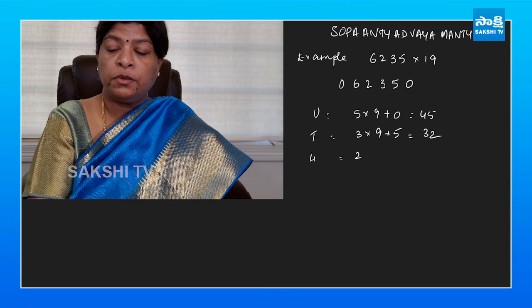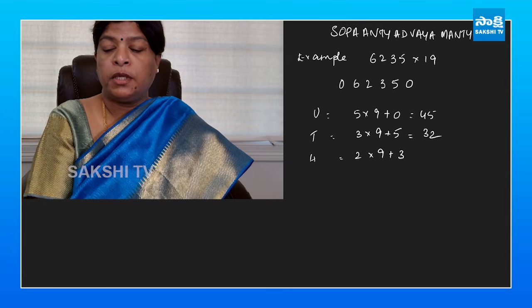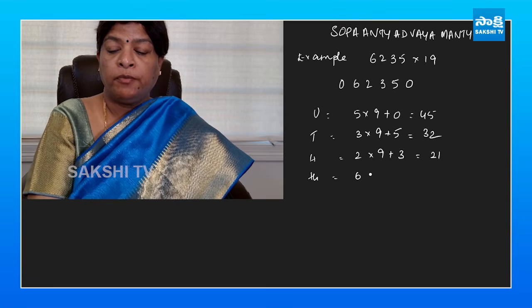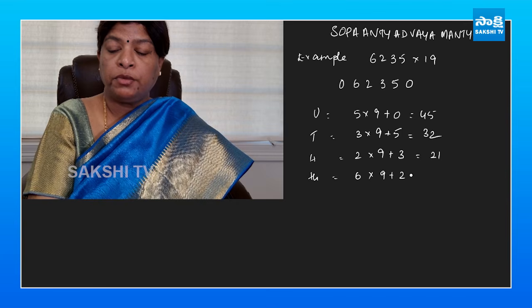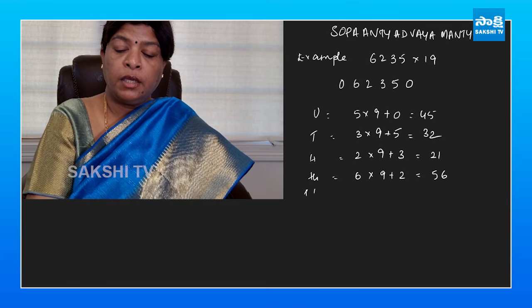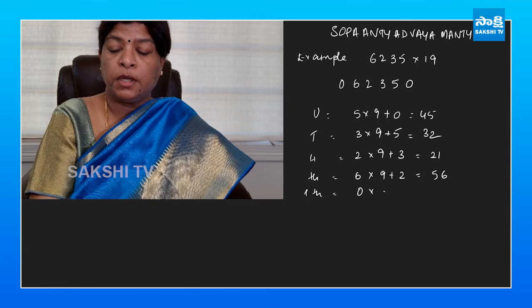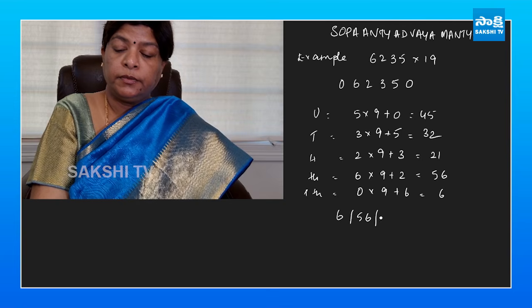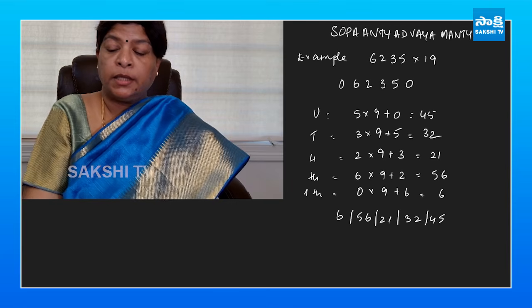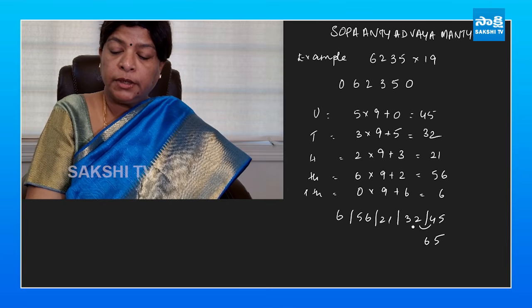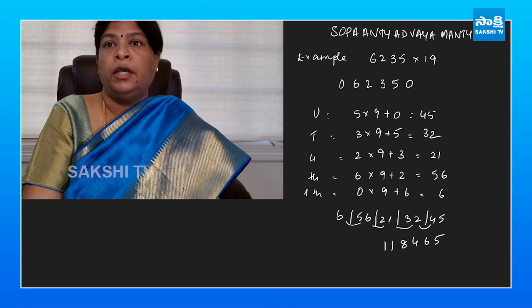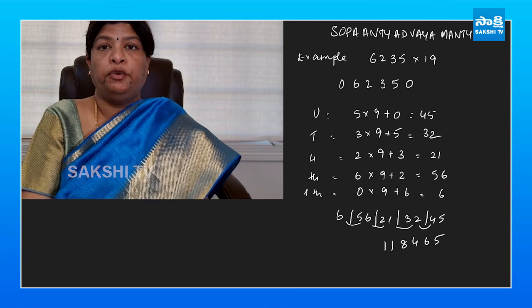Hundreds place is 2 times 9 plus 3, 18 plus 3, 21. Thousands place 6 times 9 plus 2, 56. And 10,000s place is 0 times 9 plus 6, 6. Again, by applying the balancing technique, we have 5, 6, 4, 8, and then 11. So the answer to this problem is 118465.